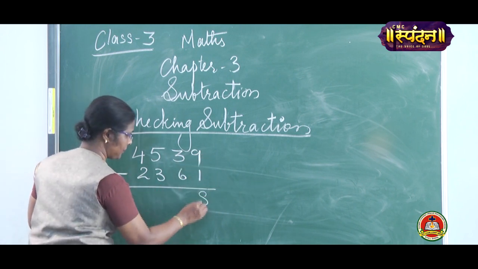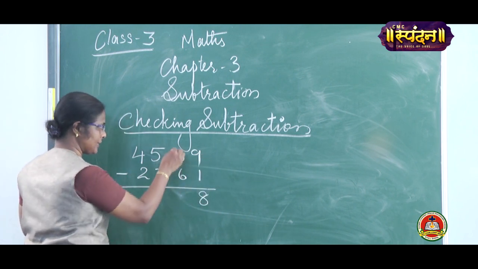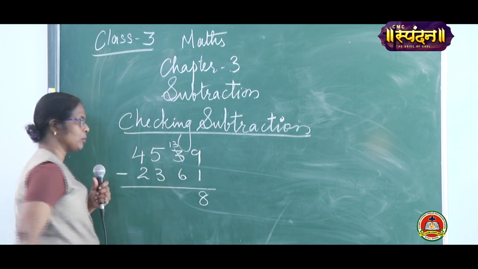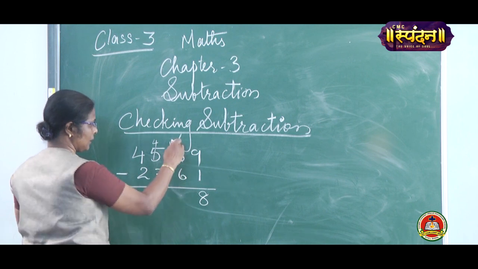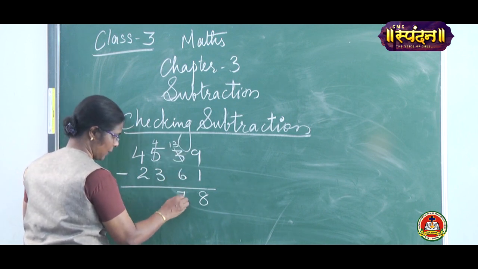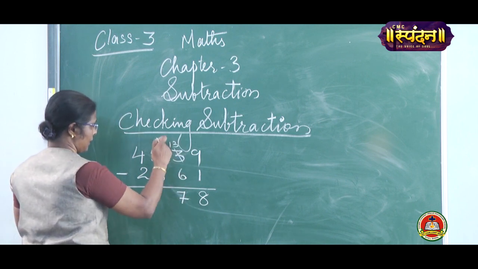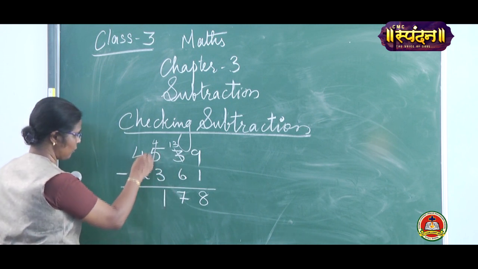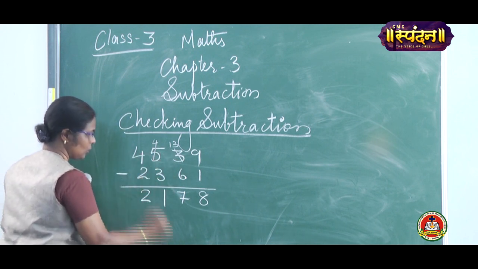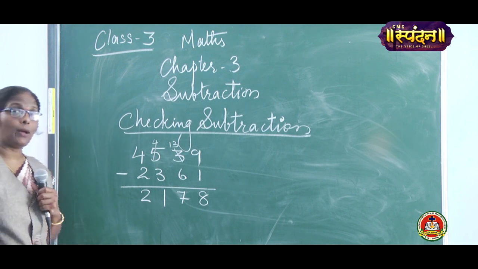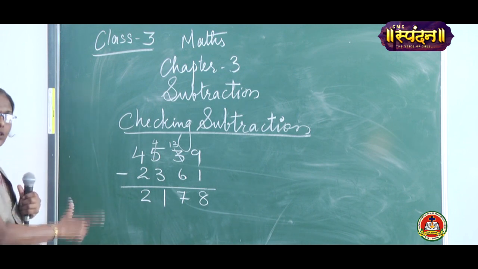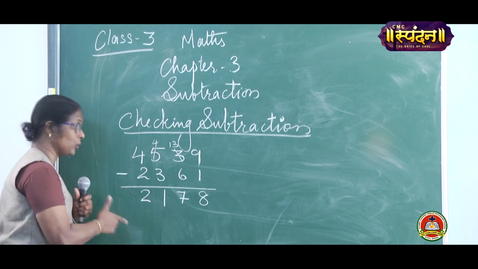9 minus 1 is 8. From 3, you cannot subtract 6, so you are regrouping, or borrowing from the other number. Here the remaining is 4. Now 13 minus 6 is 7. And 4 minus 3 is 1. 4 minus 2 is 2. You get the answer 2178.